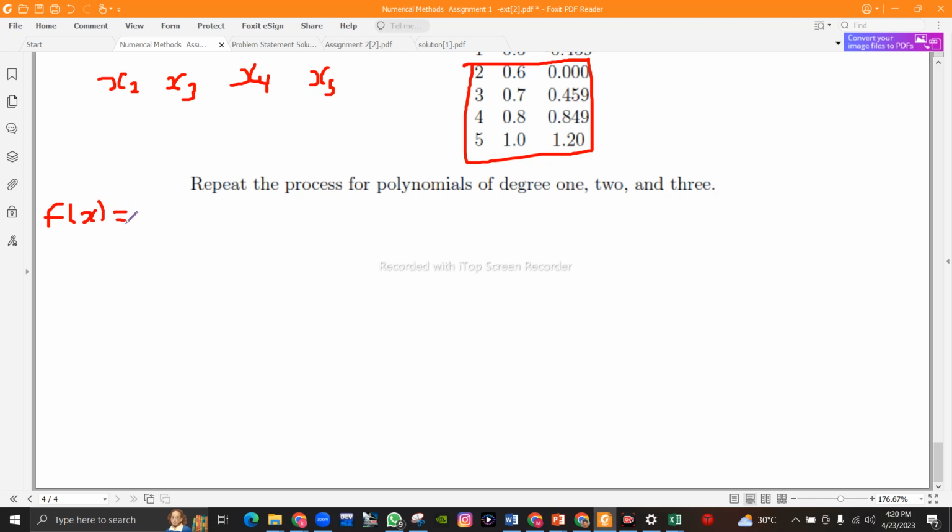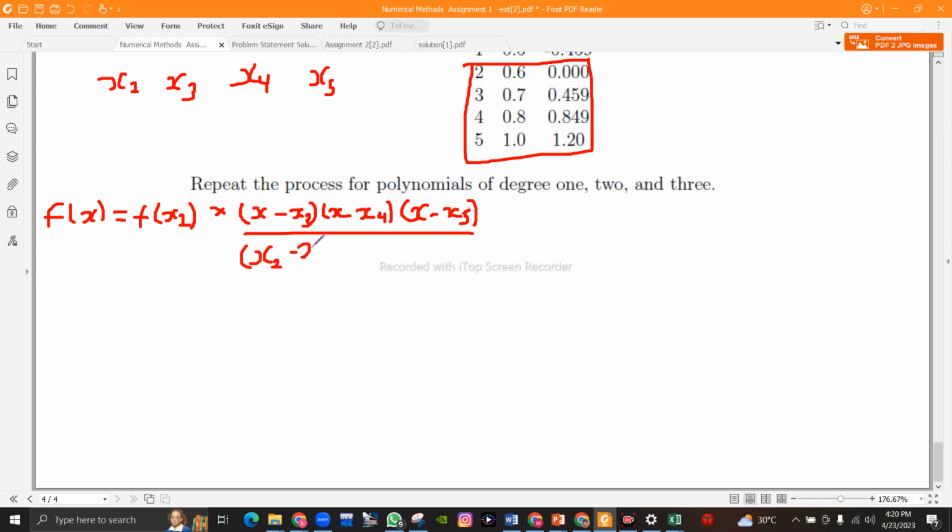Let's take x2 first. f of x2 times x minus the other ones, x3 to x5: x minus x3, x minus x4, and then x minus x5, divided by, we take the interpolation with the other ones, that will be x2 minus x3, x2 minus x4, x2 minus x5. So that's for the first one.